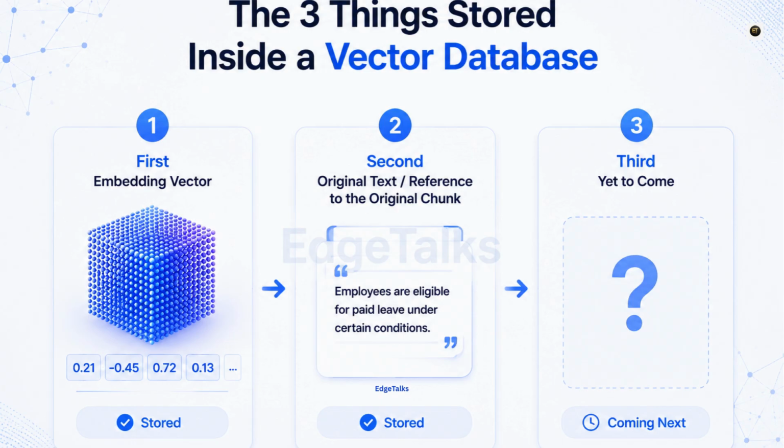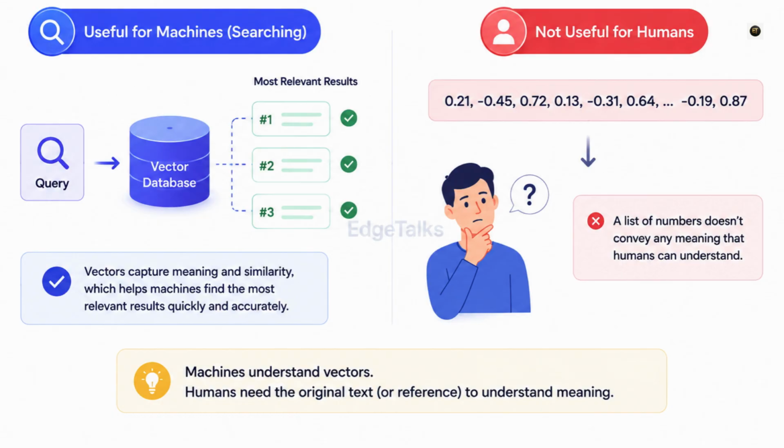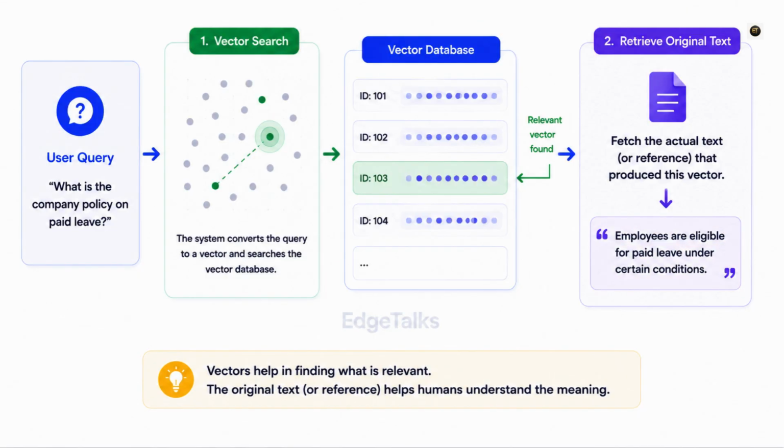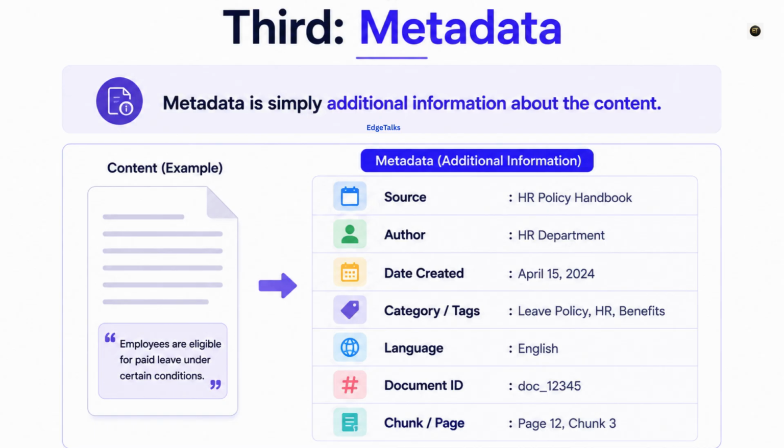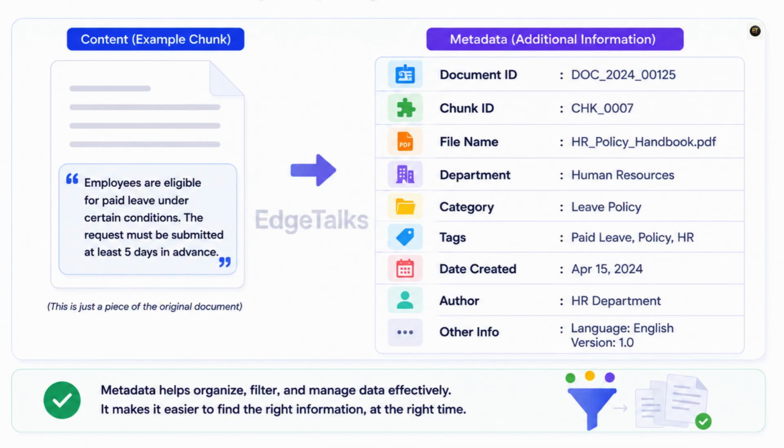Second, the original text or a reference to the original chunk. The vector itself is useful for searching, but it is not useful to a human. When the system finds a relevant vector, it must be able to retrieve the actual text that produced that vector. That is why the original chunk or a reference to it is also stored. Third is metadata. Metadata is simply additional information about that content. For example, document ID, chunk ID, file name, department, category, or any other information that may help organize and filter the data.